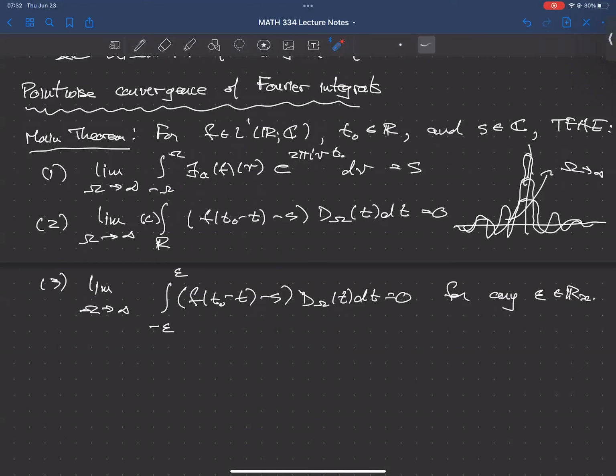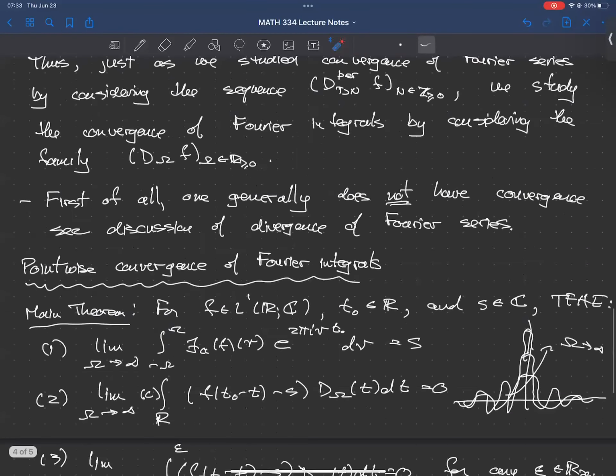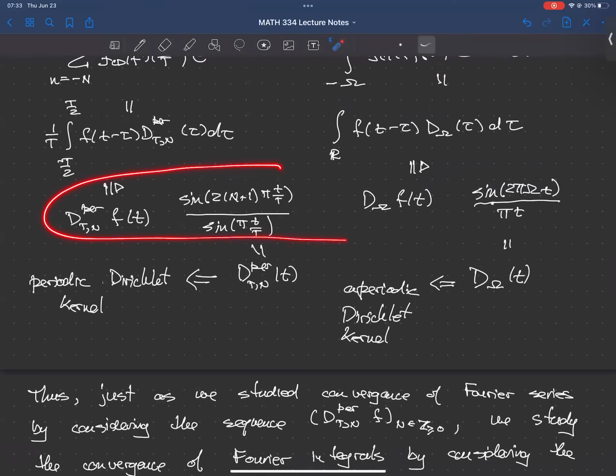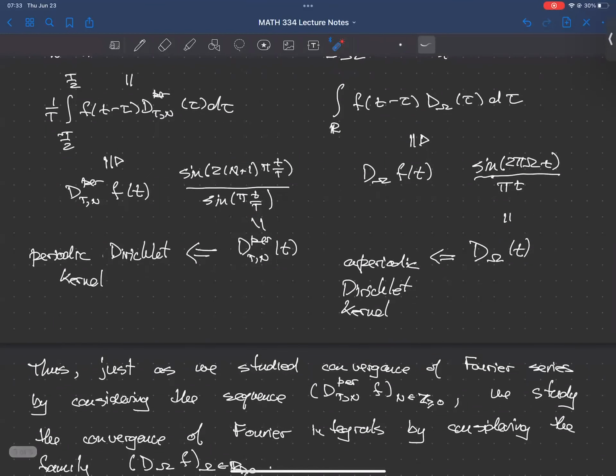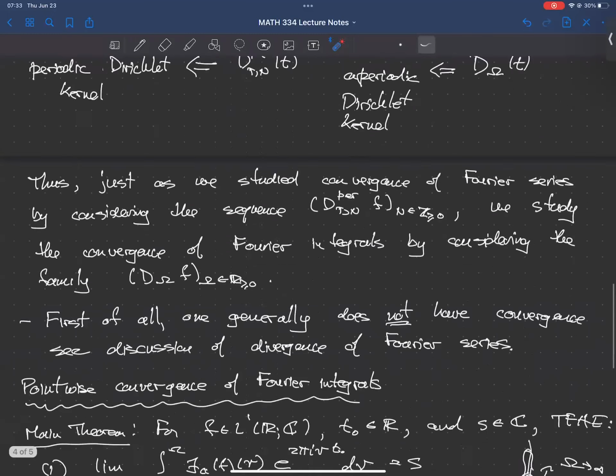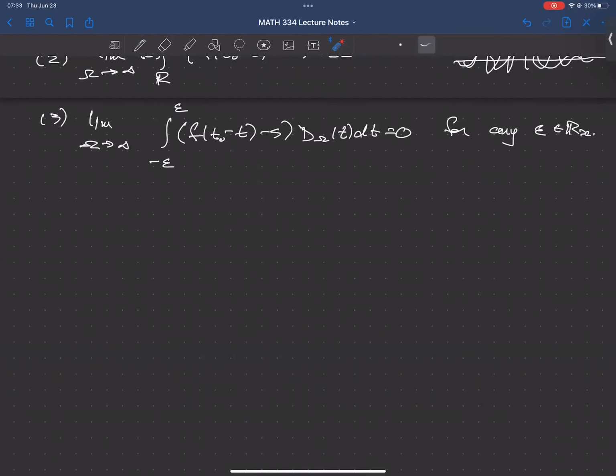And now this localization property that you see here, that this integral is only being done over a little interval around t naught, means that you're only looking at values of the Dirichlet kernel for small t's. And these kernels are approximately equal to each other for small t's, setting omega and n so that things match up. This is why we're going to get results for pointwise convergence of Fourier integrals that exactly mirror those of pointwise convergence for Fourier series.